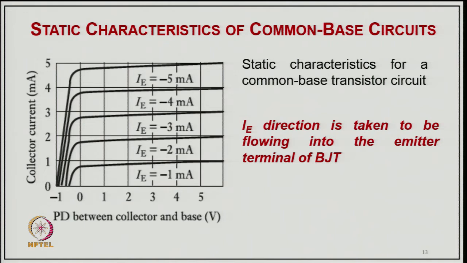One is the cutoff region, closer to the x axis, where the emitter current is almost 0. Then you have the saturation characteristic, where the drop across VCB is very small and the collector current goes high. This region mainly we call the amplification or active region. So, the static characteristic for the common base transistor is shown here, and the I direction is taken as flowing into the emitter terminal of the BJT, which is why it is written as minus emitter current.